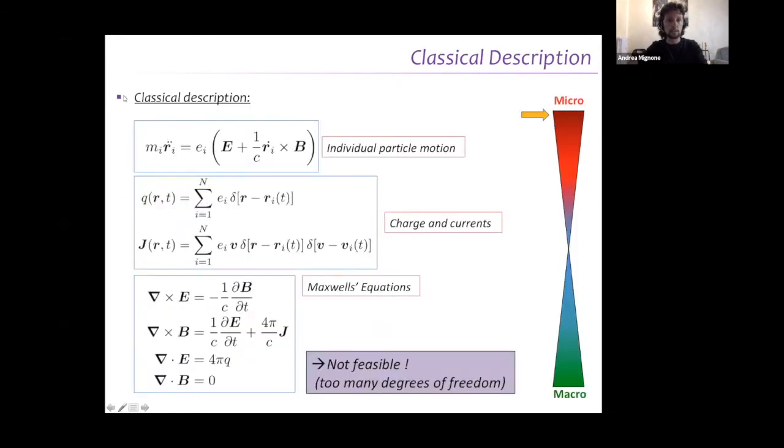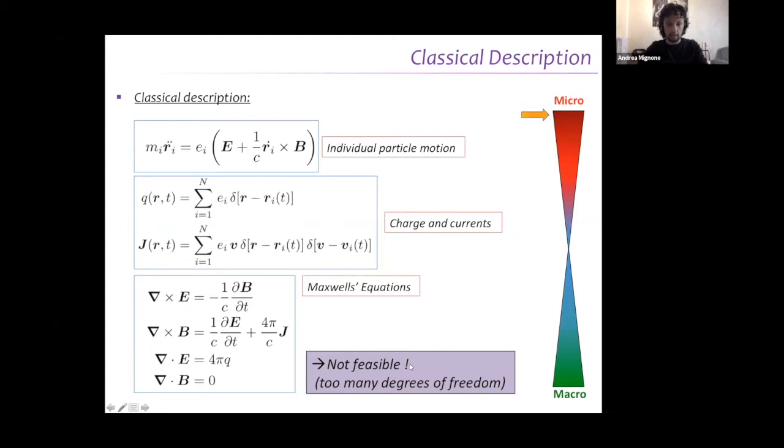So you can start from a classical description, all right, which is essentially, I try to build the plasma equation from scratch, okay? So I model each particle. So I have individual particle motion, then I have the link between charge and current, and then finally Maxwell's equations.